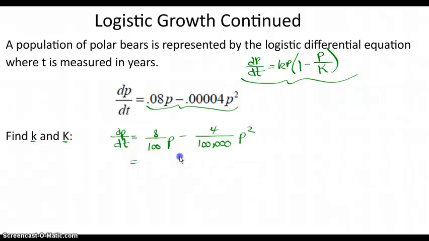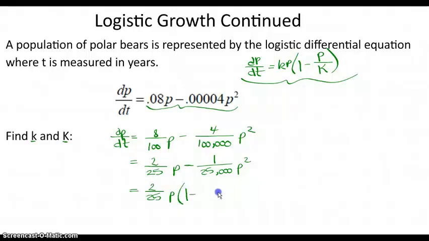I am going to simplify things. There's a 4 up top and a 4 down there that will cancel, and there's a 4 up top and a 4 down there that will cancel. Again, all of this is just algebra. I recognize now that I need to factor out from both of these terms 2/25ths P. That's going to leave me a 1, and then hopefully P over something, and that something's going to be big K. But right now I can tell that little k is going to be 2/25ths.